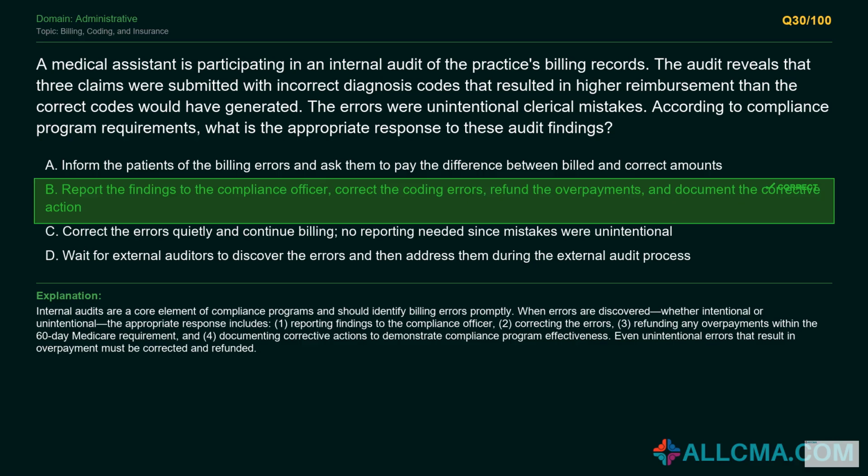The correct answer is B. Internal audits are a core element of compliance programs and should identify billing errors promptly. When errors are discovered, whether intentional or unintentional, the appropriate response includes: 1. Reporting findings to the compliance officer, 2. Correcting the errors, 3. Refunding any overpayments within the 60-day Medicare requirement, and 4. Documenting corrective actions to demonstrate compliance program effectiveness. Even unintentional errors that result in overpayment must be corrected and refunded.